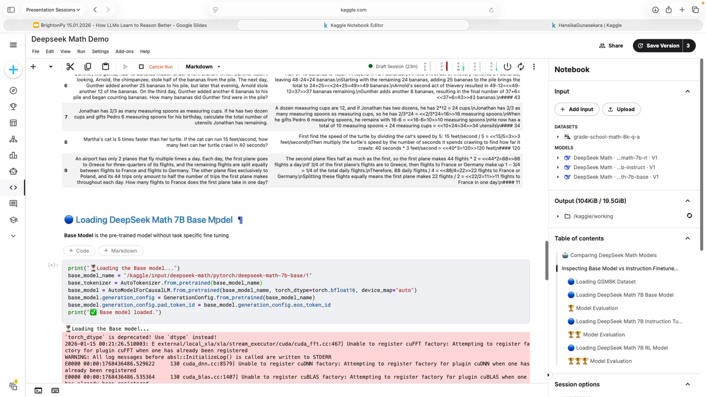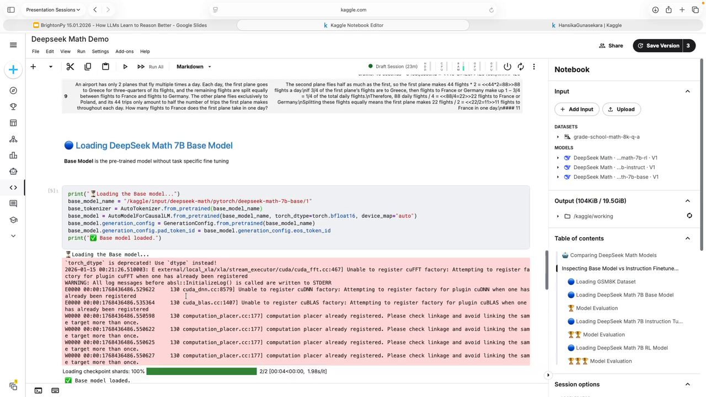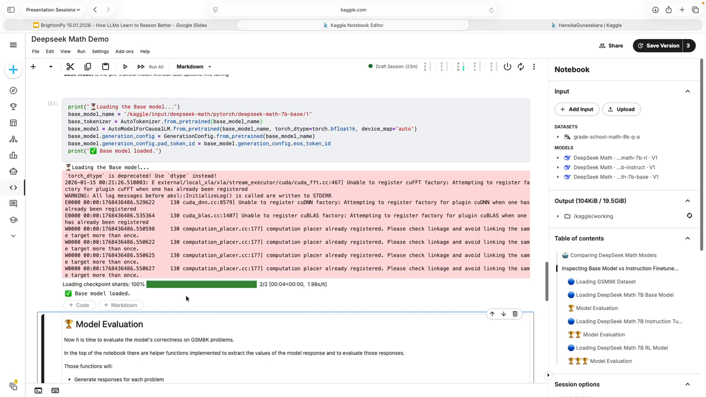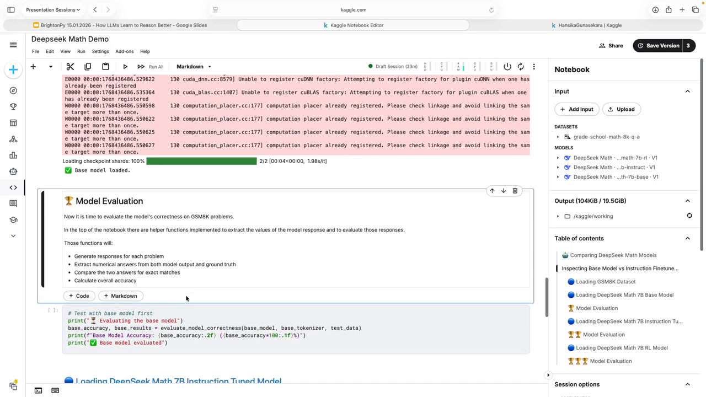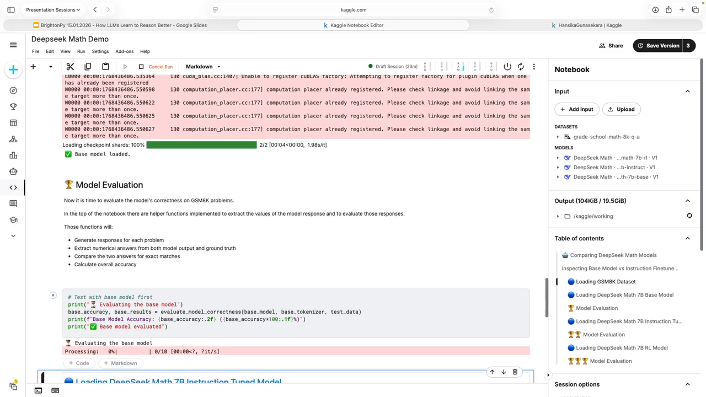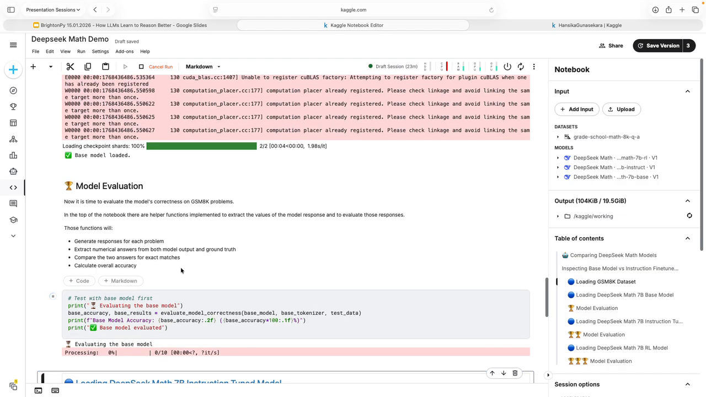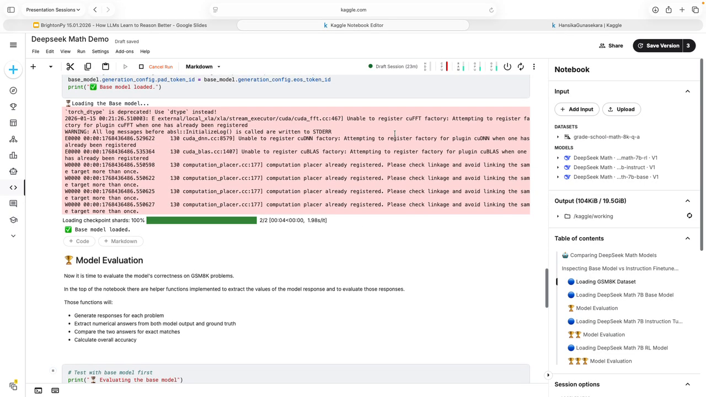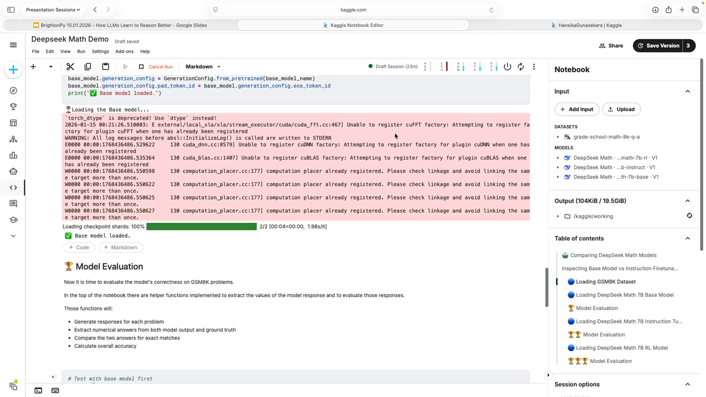What is the DeepSeek math base model? It has finished loading. So we can start the DeepSeek base model evaluation. When you are running the code for the first time, it will take a longer time. Because right now the system already had the checkpoints, it didn't take much turnaround time to load the models.